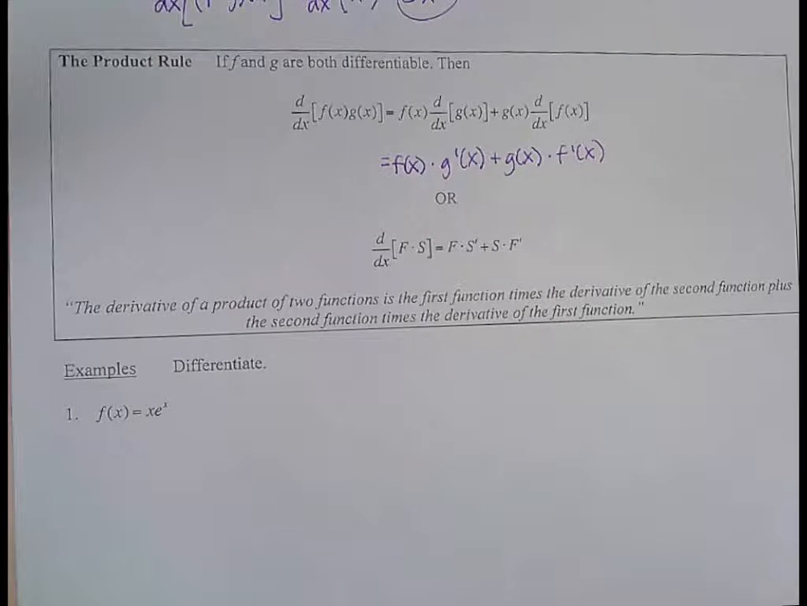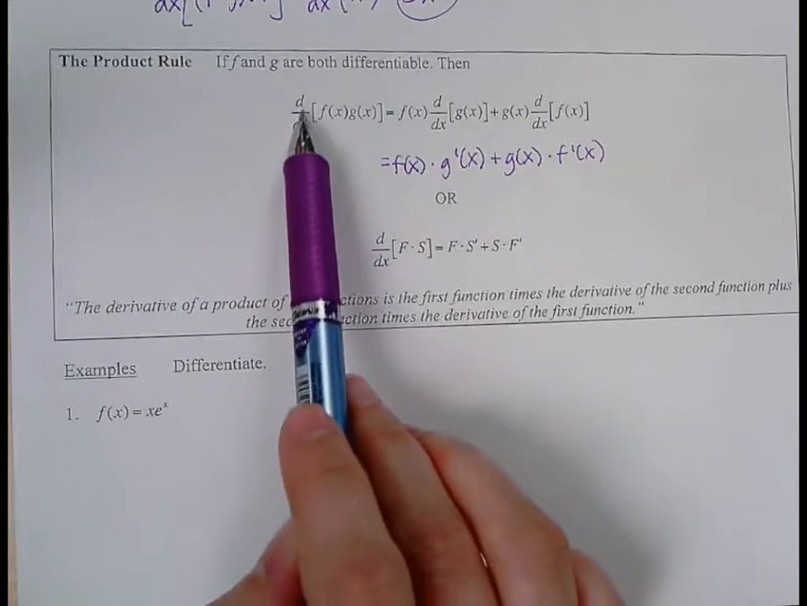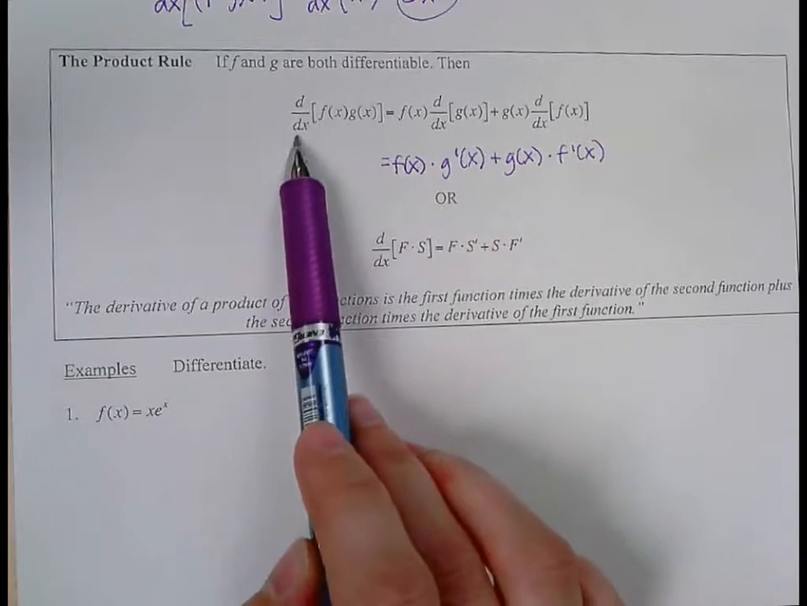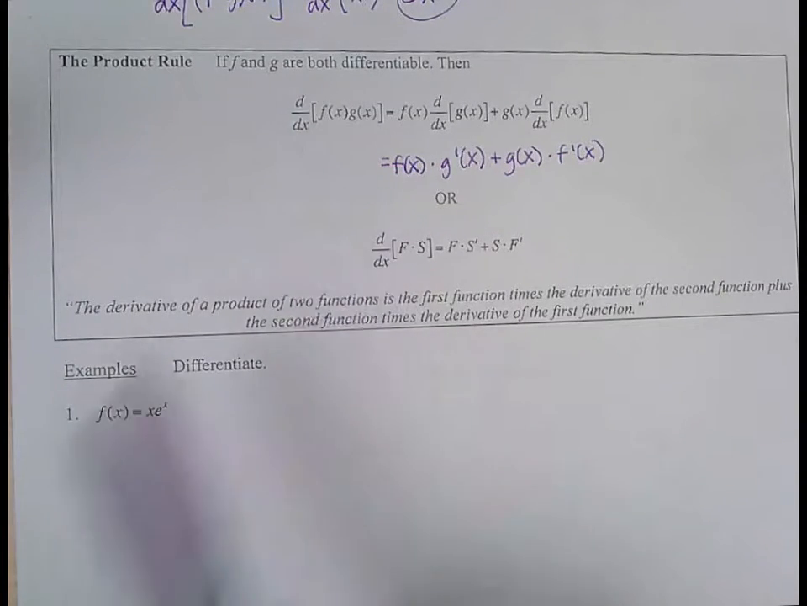That's the Leibniz notation. And I include it because you have to know it. Because if you see that notation in a question, you have to know what it means. When you see the notation d dx, that means the derivative with respect to x.